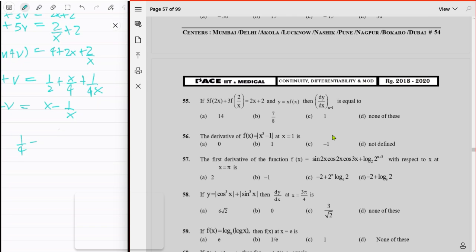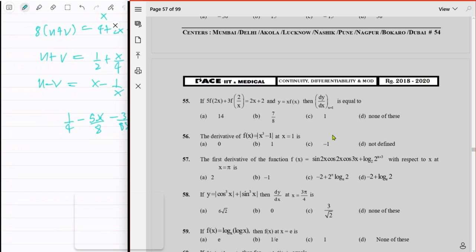Okay, I think I replaced that by 1, which is wrong, of course. So this must have been the mistake that I made, right? Okay, so you will just have 5x upon 8. And then you will add this, so just negative 3/4 upon 2 is like negative 3 upon 8x. That is our u, which is f of 2x.